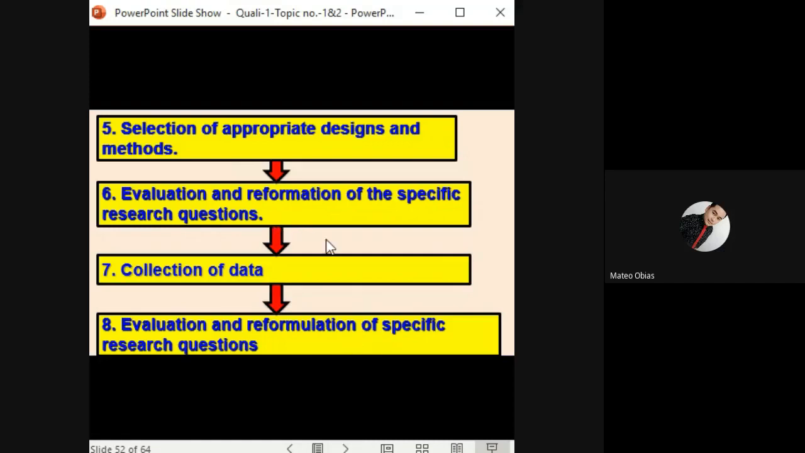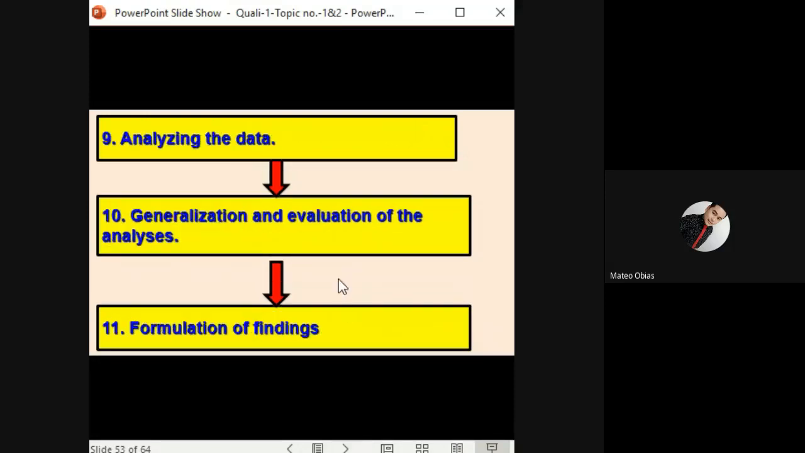So, do I need to revise my research questions? And then you have to collect the data. After collecting data, evaluation and reformulation again of the specific research questions. Then analyze the data. After analyzing the data, generalization and evaluation of the analysis. Looking at the results of the analysis, you can now generalize. And then formulation of the findings. And the last one, of course, sharing of findings.